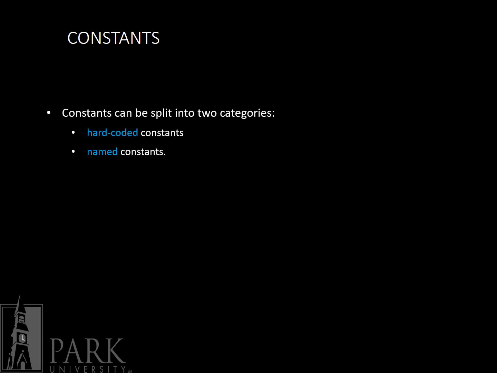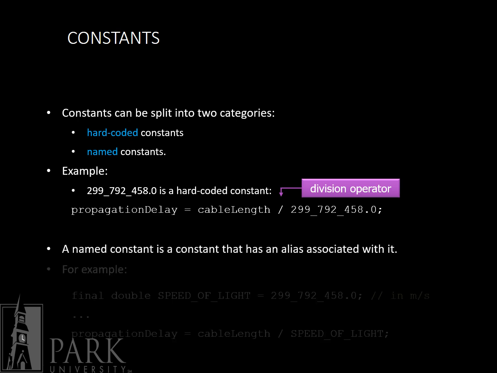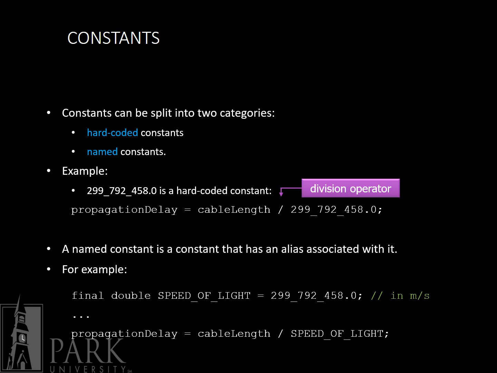So there's some other stuff you need to know about constants. So far we've only covered one type of constant, and that is a hard-coded constant. But there's also another type called a named constant. For example, you can see here that we have this value of 299,792 yada yada yada, which is a hard-coded constant. But if we want to create another constant, say the speed of light, then we can create a name for it and have it be a named constant.